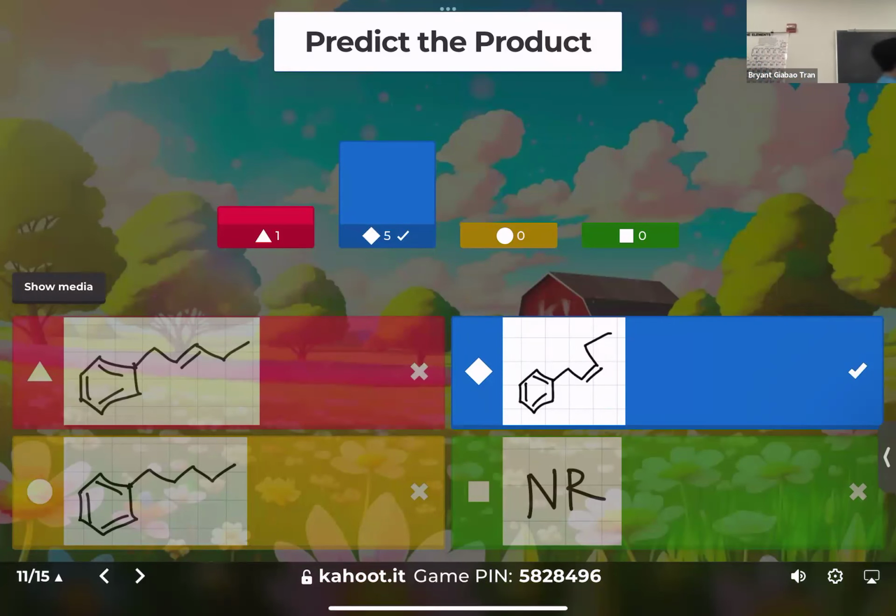Yes, nice. Where the H2 with Lindlar's catalyst gives us the cis alkene. The trans alkene will come from sodium or lithium metal, at least two equivalents, with ammonia. Yeah, no problem.